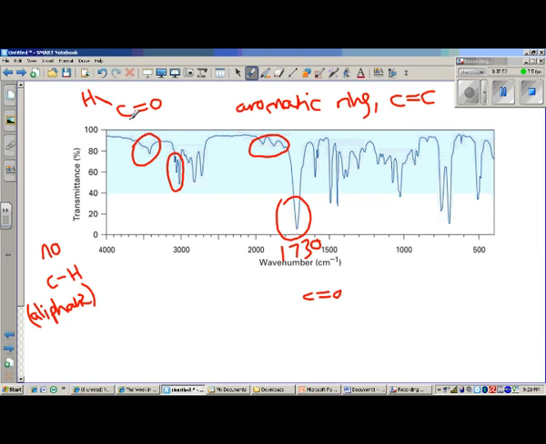So, and you know what functional group that is, that's an aldehyde. So we've been able to generate a bunch of information from here, and that is the basics of infrared spectroscopy.